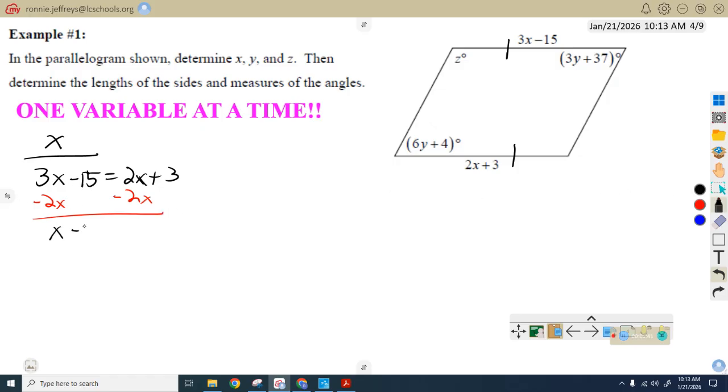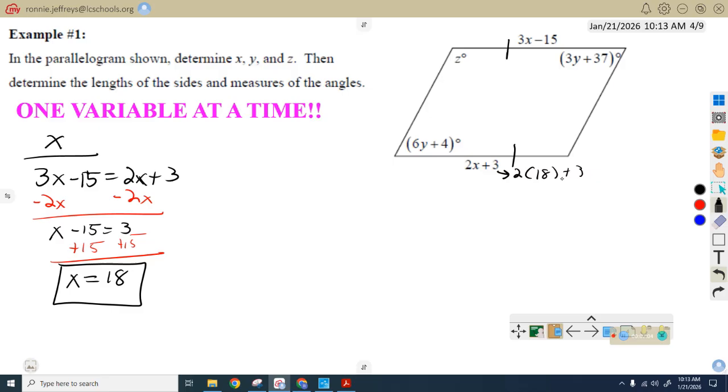So we have x minus 15, add 15, excuse me, and x equals 18. So x is 18. That means that these two sides, 2 times 18 plus 3, well, this is 36 plus 3, 39. So this is 39, that's 39.